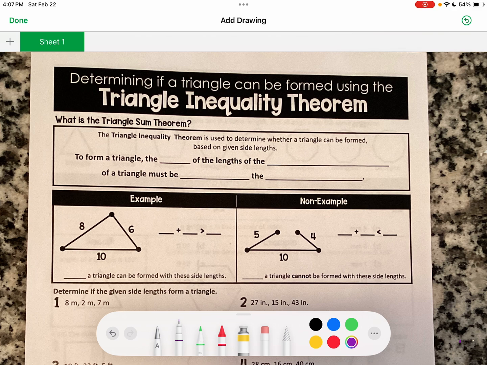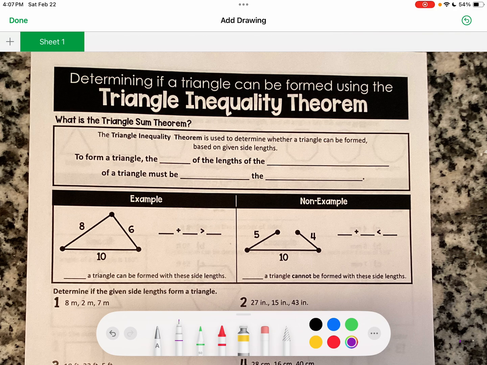I tried to choose some easier lessons this week. I know by the title, you're probably thinking, Miss Manning, that doesn't sound extremely easy. It's a mouthful. But as you go through today, you're going to realize real quickly that as long as you can add, you can use the triangle inequality theorem. And so let's take a look at exactly what that is.